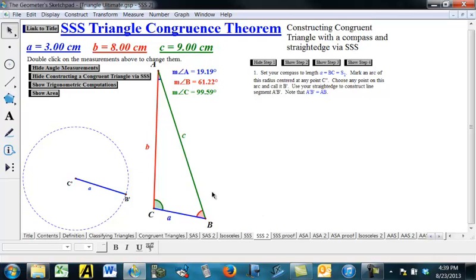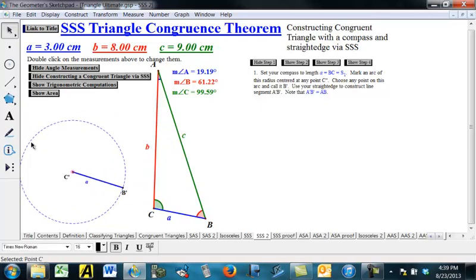If you're doing this even without a ruler, you could copy this by just setting your compass to this length here and marking a point, pick a point C anywhere you want, mark an arc here, and anywhere on that arc, pick B prime, use the straight edge to connect them up, and so now we have two of the vertices and we have to find the third.